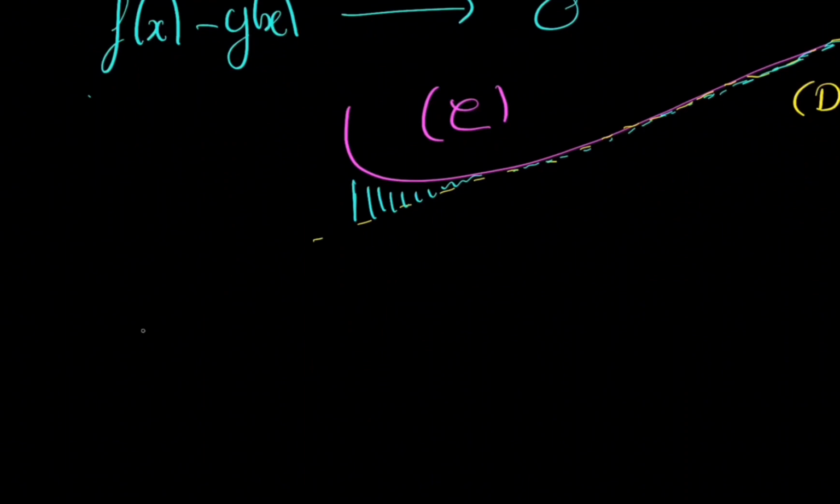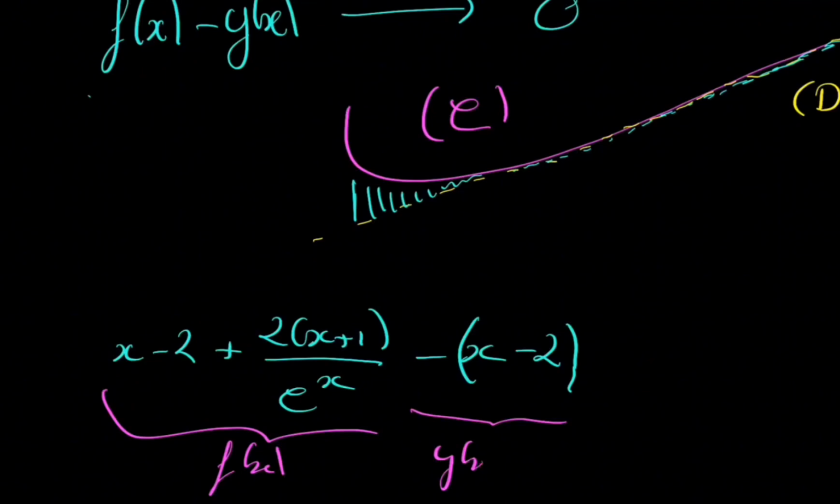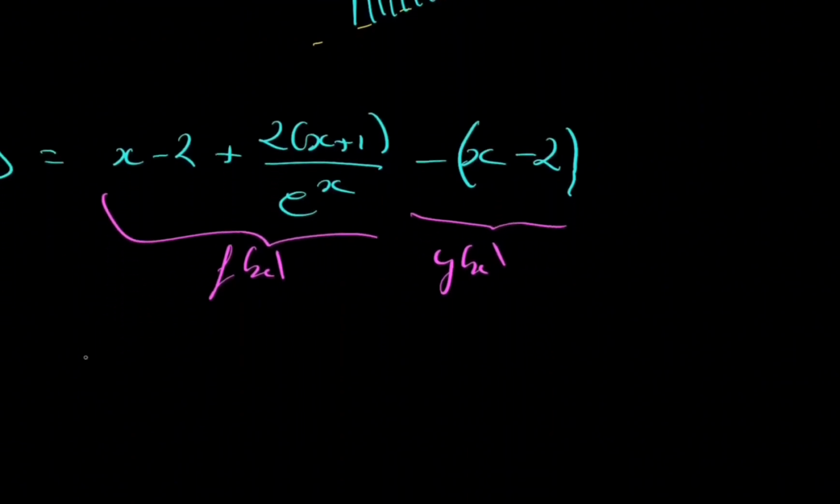So f of x minus y of x is equal to x minus 2 plus (2x plus 1) over exponential of x, minus x minus 2. Okay, so this being the equation of f of x, and this being the equation of y of x. So this thing, let's call it delta, because this is a difference, is equal to (2x plus 1) over exponential of x.